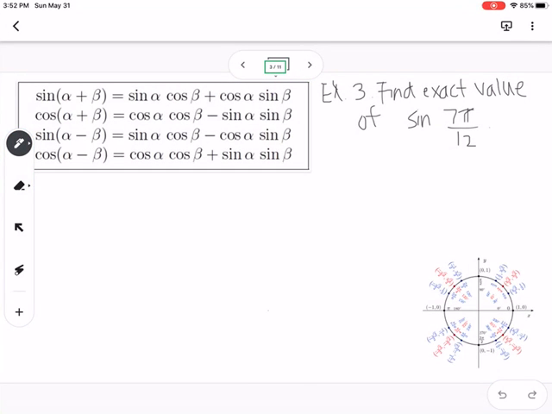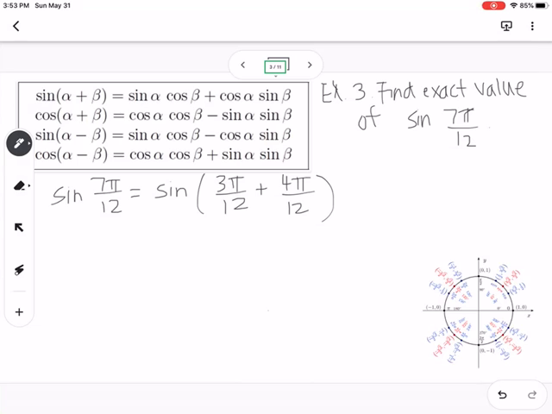Example 3 says find the exact value of sine of 7 pi over 12. Maybe give it a shot yourself and then hit play and watch the answer. So I broke it up, and sine of 7 pi over 12 is going to be equal to sine. So I did 3 pi over 12 because I know that's pi over 4, and 4 pi over 12 because I know that's pi over 3.